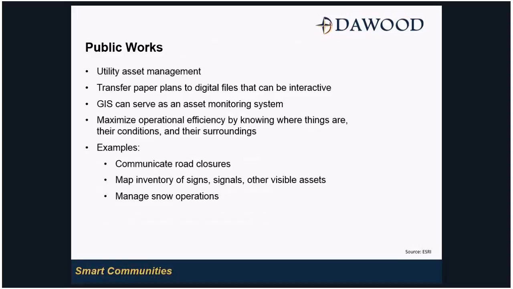because you know where things are, you know their conditions, you know their surroundings, and you're able to take that information and then communicate it with the public. You can communicate road closures due to a gas valve shut down. You can map the inventory of signs and signals or manage snow operations.